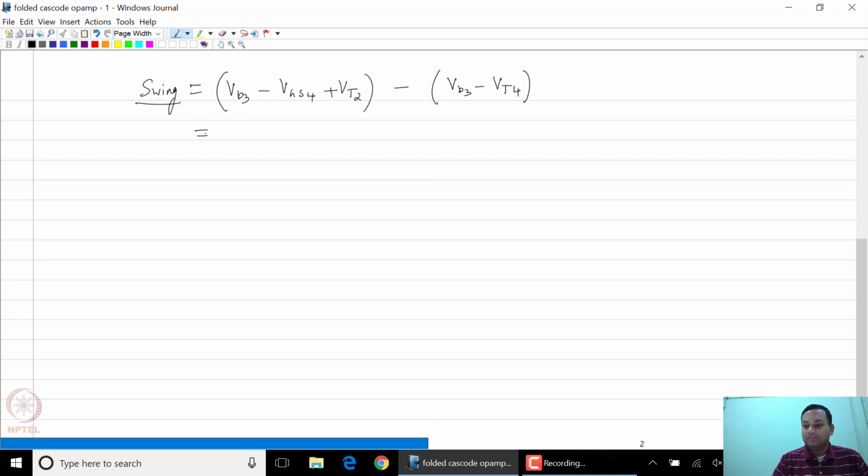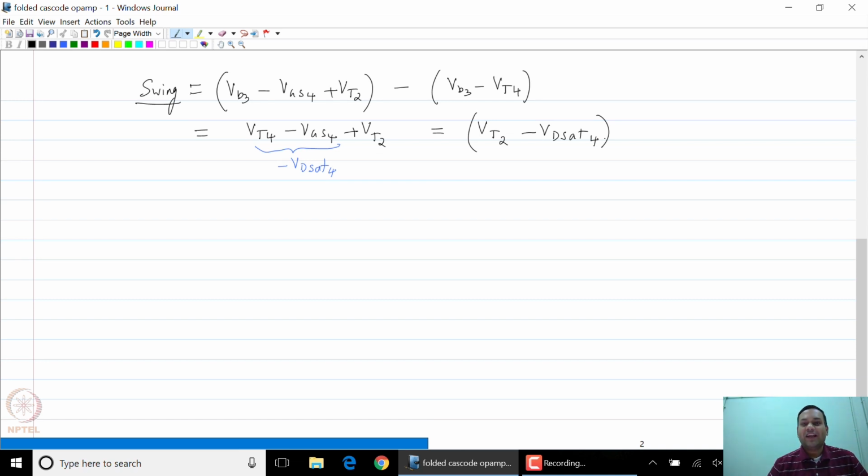And this is nothing but VT4 minus VGS4 plus VT2, and please note that this particular expression is nothing but minus VD-SAT4, and therefore this is nothing but VT2 minus VD-SAT4. So this is the maximum swing allowable at the output.